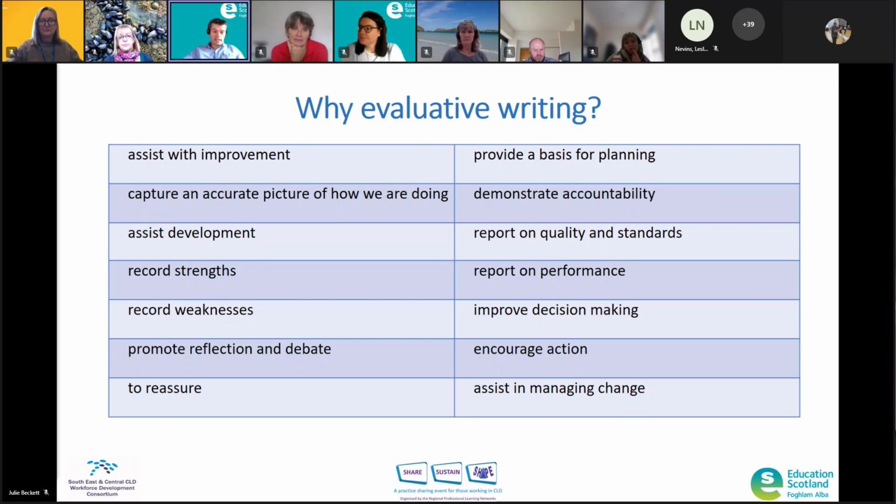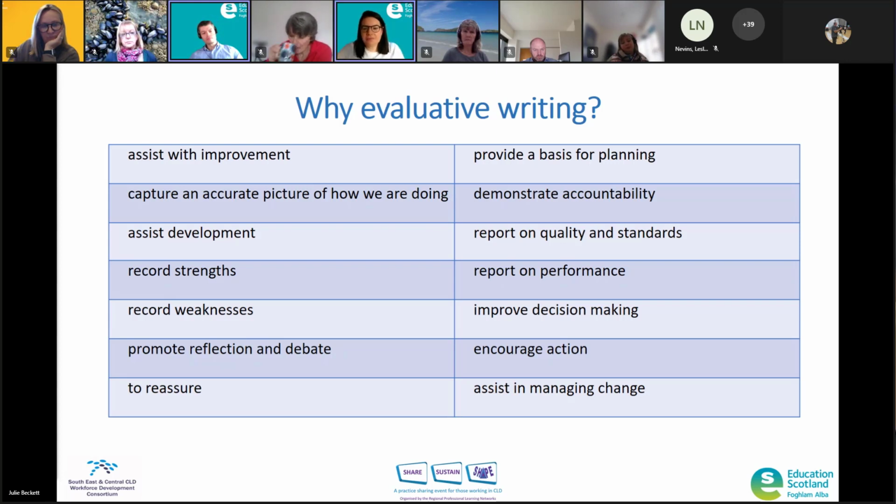So you can see things in regards to assist for improvement, provides a basis for planning, it demonstrates accountability, it reports on performance, records strengths and weaknesses, it improves decision making, and I think beyond just the decision making that happens within a CLD team, also the broader aspects in regards to officers, in regards to heads of education, in regards to elected members. Evaluative writing helps them make decisions because they understand the service clearer. So there's a range of things in regards to how it looks there. Julie, would you like to add anything just in regards to how it looks as well?